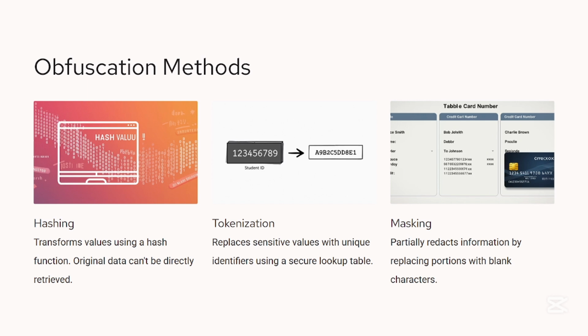Next, we have masking, which is the most obvious one. It refers to partially reducing information by replacing portions with blank characters. For example, you have a credit card number and you replace the last 4 digits with X's or asterisks. That is what we call masking. So the obfuscation methods we have are hashing, tokenization, and masking. Though hashing is not heavily advised to be used due to the fact that it's subject to rainbow table attacks. Let's look at those in the next slide.